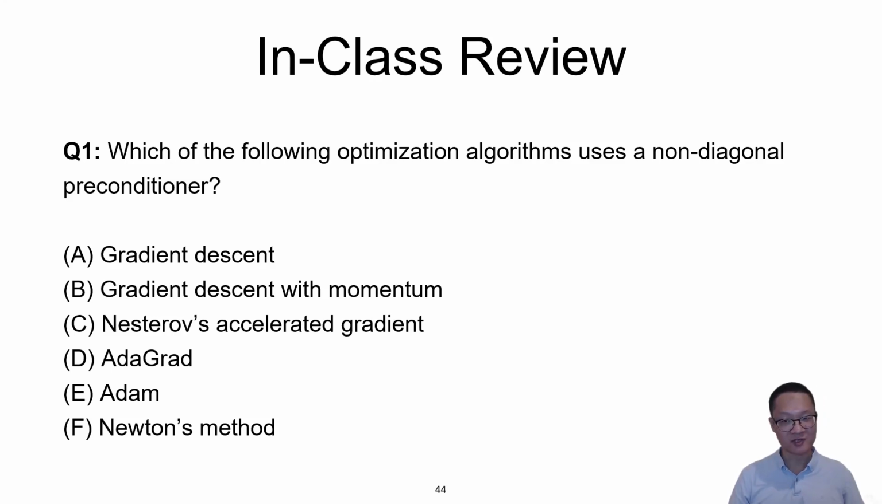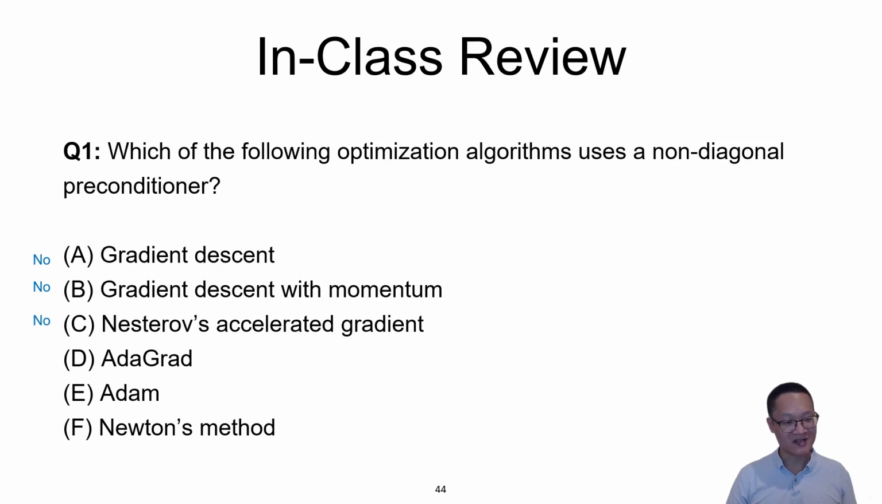Okay, let's take a look. Which one has a non-diagonal preconditioner? Gradient descent, no. Gradient descent actually doesn't have a preconditioner. Next, gradient descent with momentum. That's just adding momentum to gradient descent, still no preconditioner. Nesterov's accelerated gradient. Remember, that one was very similar to momentum, except that we're evaluating the gradient at the predicted next parameter value. So it doesn't have a preconditioner.